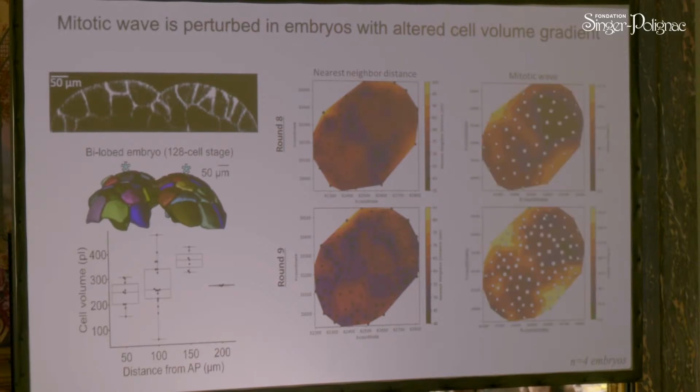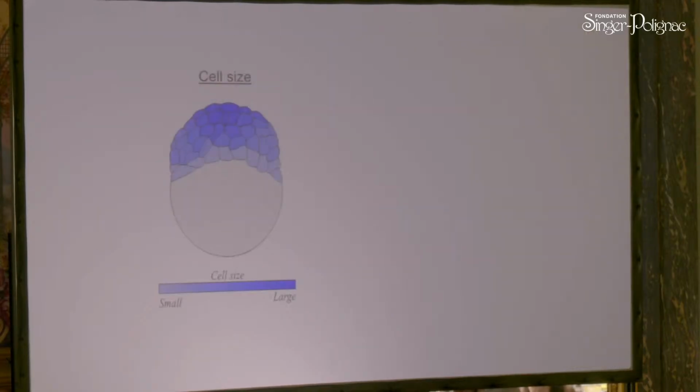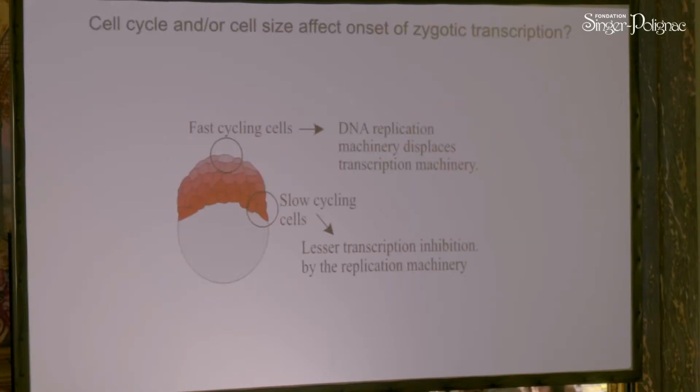And this is just showing you the mitotic wave and the nearest neighbor distance here. So what he concluded from this part of the work is that there is apparently, and that was not known, a gradient of cell volumes within the developing embryo, and this translates into a gradient of cell cycle length. And the question then is, is that meaningful? Do we have to care about a mitotic wave? Perhaps it doesn't matter really too much.